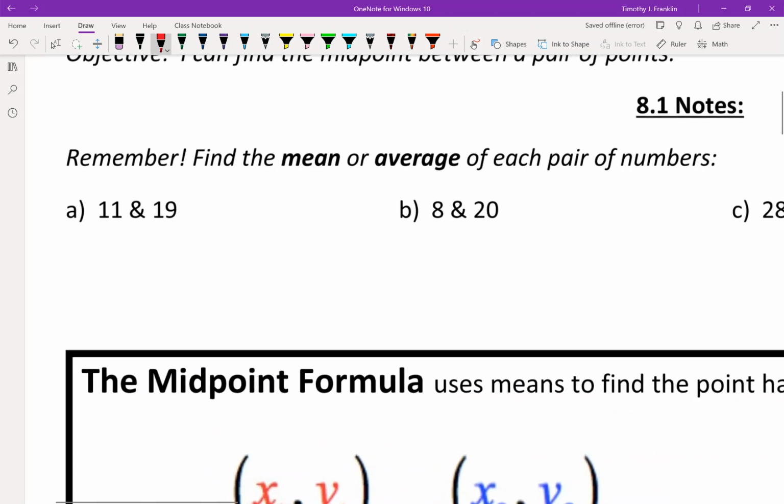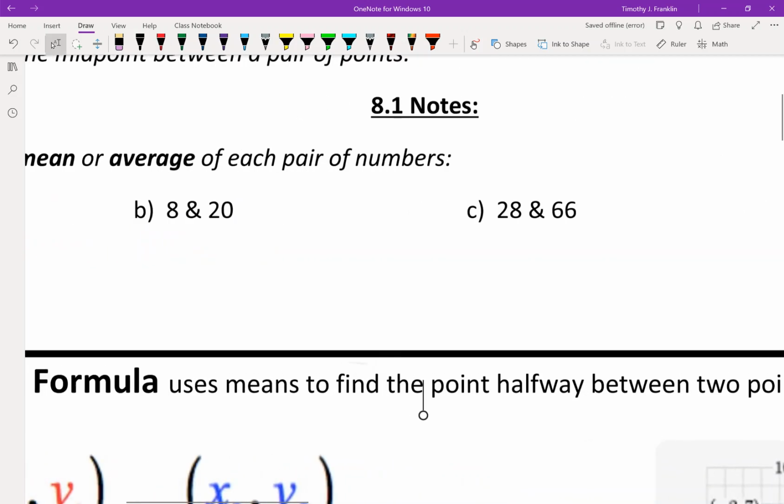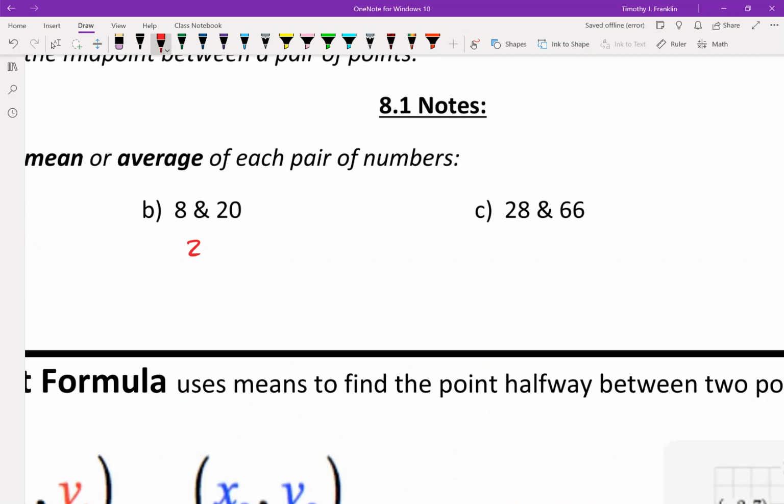So to find the average of a pair of numbers, we just add them up and divide by 2. Right, so for 11 and 19, 11 plus 19 is 30. If we divide that by 2, the average is 15. And that's kind of the middle number between those two numbers. For 8 and 20, add those up is 28, divided by 2 is 14.